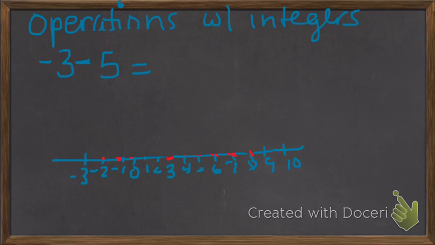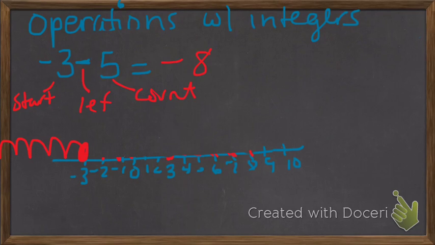All right, let's take a look at this. This time we're going to start at negative 3. This says move to the left 5 spots. So 1, 2, 3, 4, 5. Where would we be along our number line? Down here at negative 8. Kind of ran out of room on my number line down here.